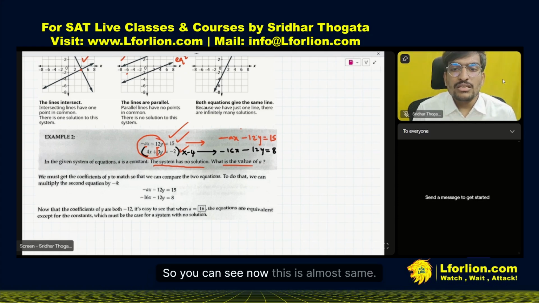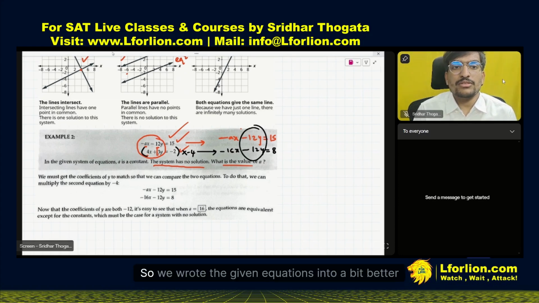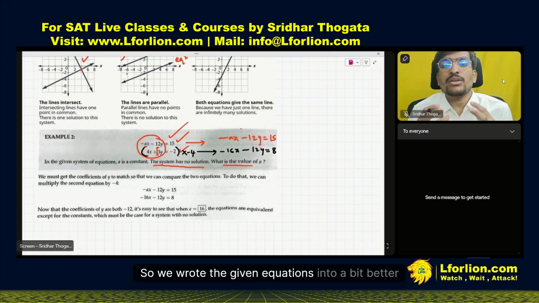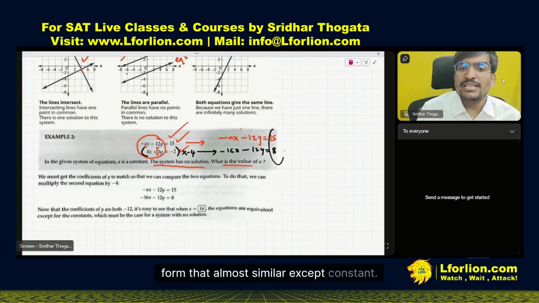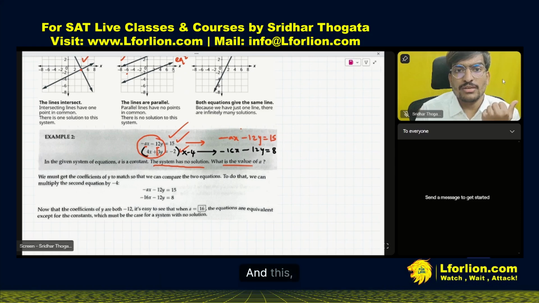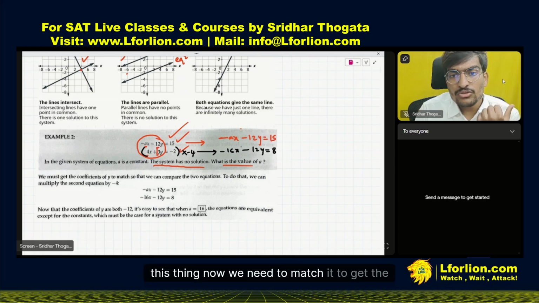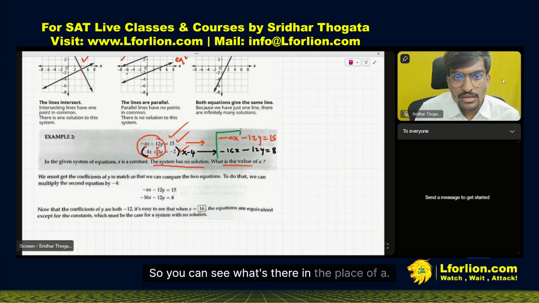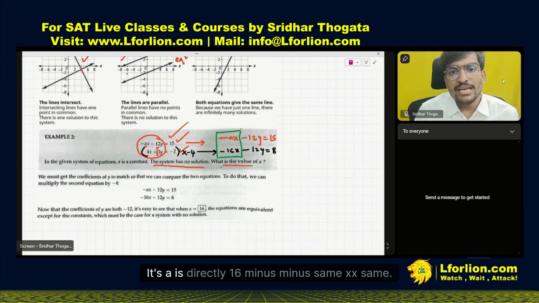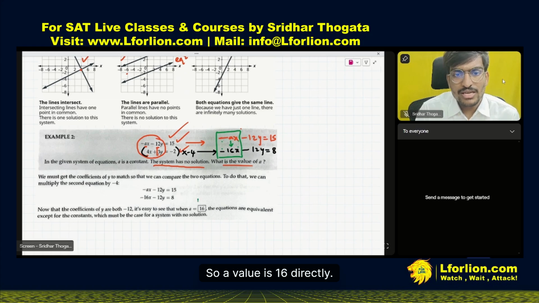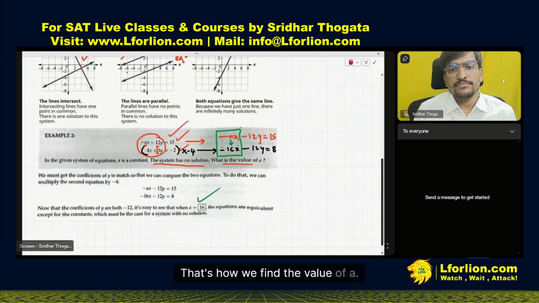So you can see now this is almost the same. We wrote the given equations in a better form, similar except for the constant. You can see the constants are not the same. Now we need to match this to get the value of a. You can see what's in the place of a. It is directly 16, minus minus same, x same. So the value of a is 16. That's how we find the value of a.